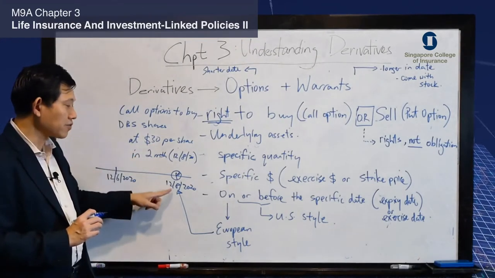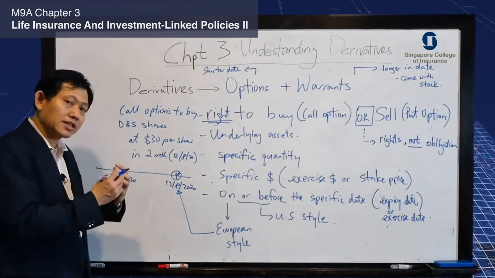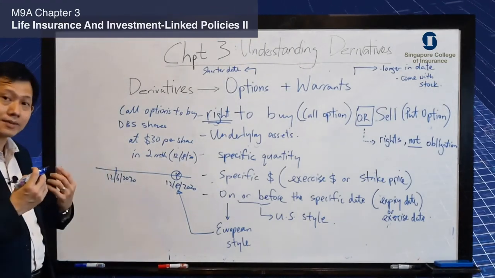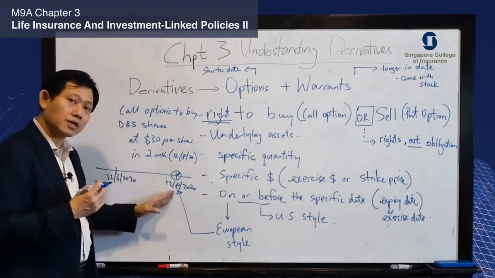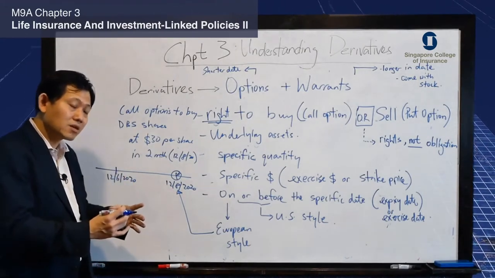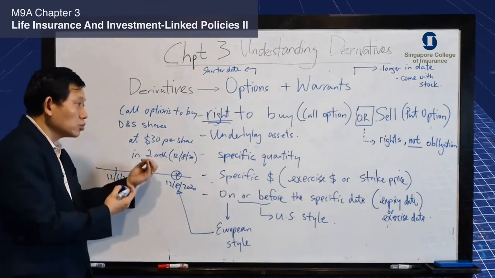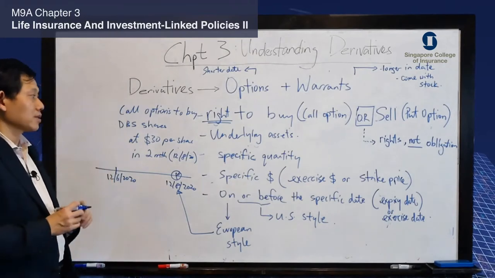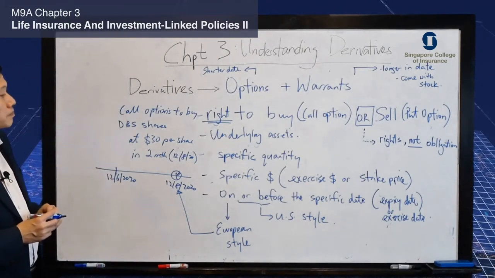If on 12th August, the DBS price is traded at $50, you will still make a gain of $20. As simple as that. If on 12th August 2020, the DBS price is trading at $10, all you need to do is that you don't exercise this particular contract. And that's all. Okay?